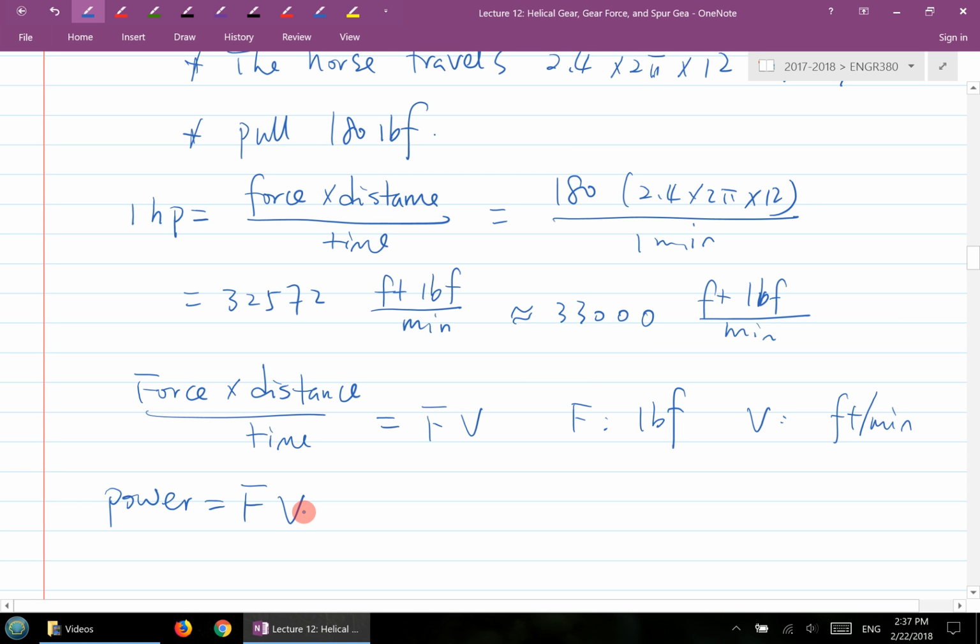So that's your force times velocity, just like T times omega. When you calculate your power using F times V, you can convert that into horsepower. Ultimately you can use this divided by 33,000, and you get the amount of horsepower. That's the connection.